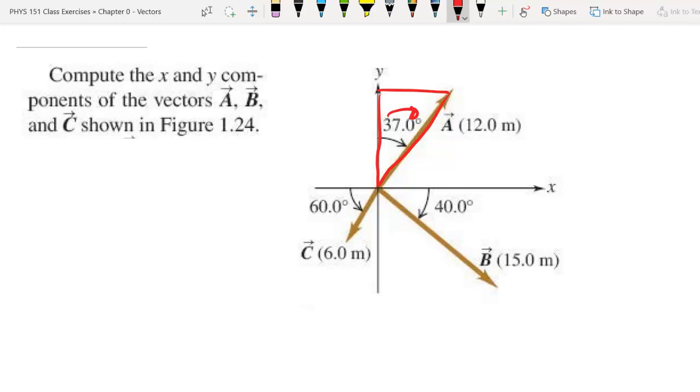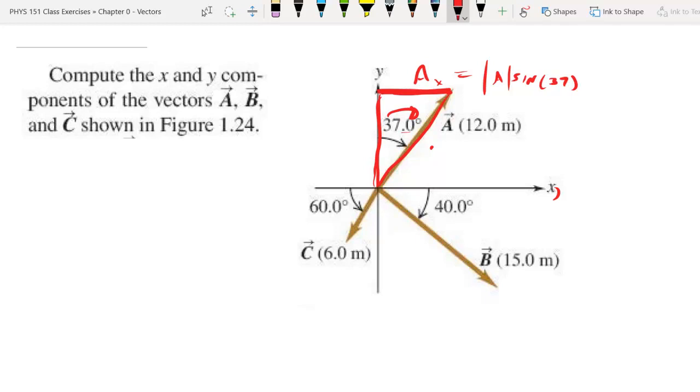And solving this, this is our opposite side, so this leg right here we can call AX, because it's in the X direction. Since it's opposite, AX is going to be the hypotenuse times the sine of 37. So this is the magnitude of A times the sine of 37. That's using one triangle there.